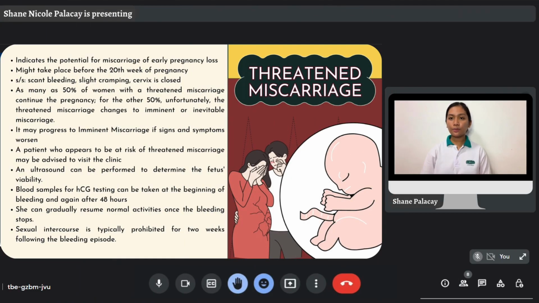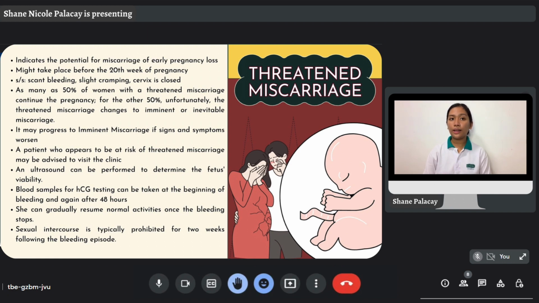Threatened miscarriage. This type of miscarriage indicates the potential for miscarriage of early pregnancy loss. This might take place before the 20th week of pregnancy. For the signs and symptoms, it is scant bleeding, slight cramping, and cervix is closed. As many as 50% of women with threatened miscarriage continue the pregnancy. For the other 50%, unfortunately, the threatened miscarriage changes to imminent or inevitable miscarriage. Sometimes, threatened miscarriage may progress to imminent miscarriage if signs and symptoms present.